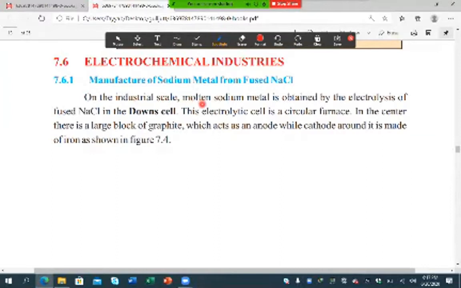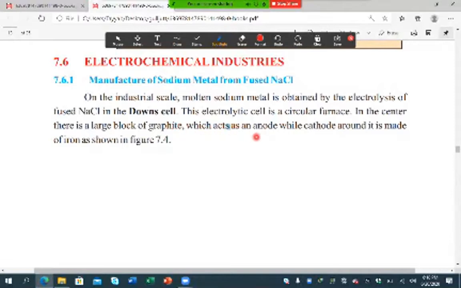In construction of the cell, you write the first line: Down cell is a type of electrolytic cell. Next, you write: this is a circular furnace. In the center there is a large block of graphite which acts as an anode. This line is very important from the MCQs point of view, almost 5 times repeated in board exams. In manufacturing of sodium metal from fused NaCl, which thing acts as an anode? Graphite acts as an anode.